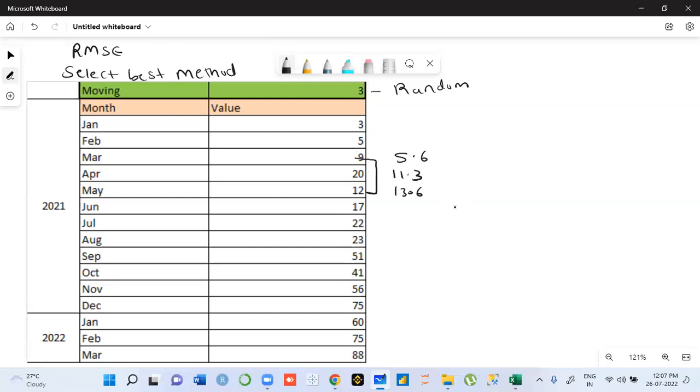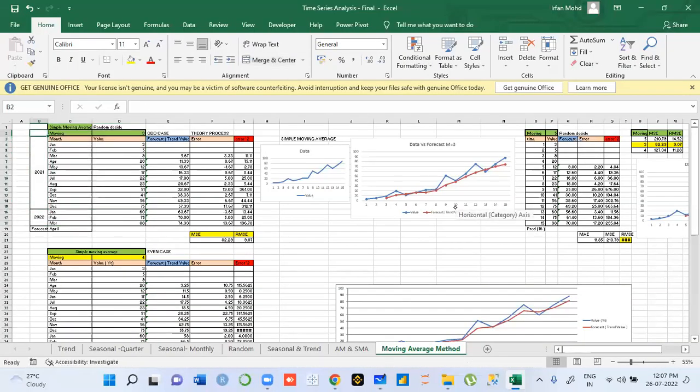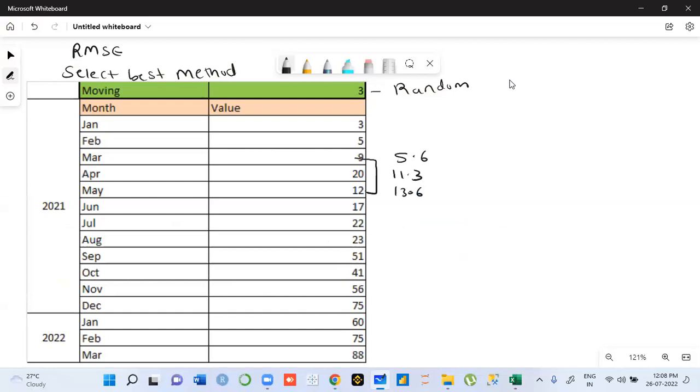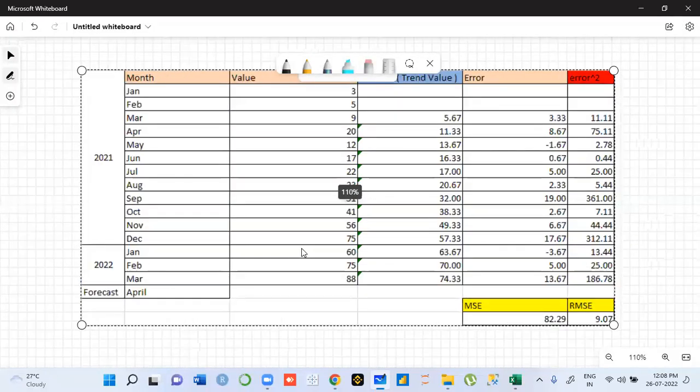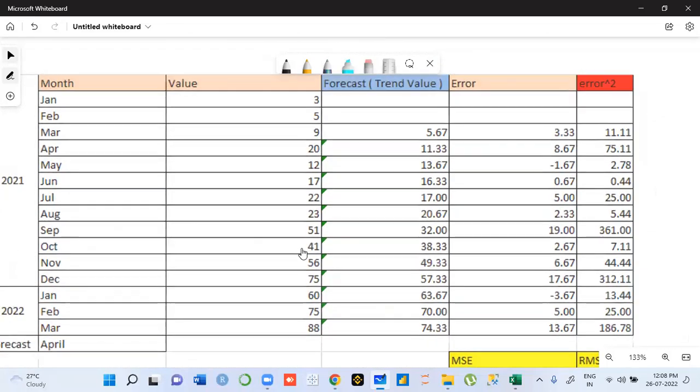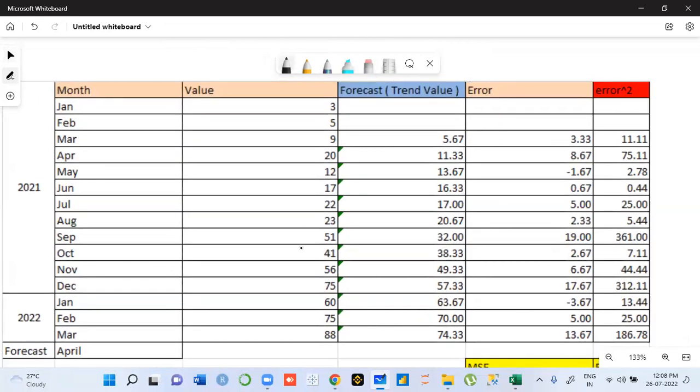If M is 4, then a 4-row average. I've taken M as 3 rows average. M is chosen randomly; I'll teach you. Yes, correct. So if M is 3, I'm writing the forecast in front of the third row. Are you clear? This is all my forecast value.